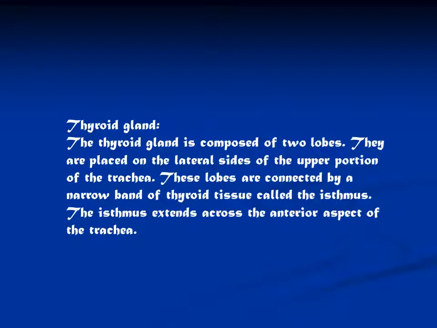The thyroid gland is composed of two lobes. They are placed on the lateral sides of the upper portion of the trachea. These lobes are connected by a narrow band of thyroid tissue that is called the isthmus. The isthmus extends across the anterior aspect of the trachea.